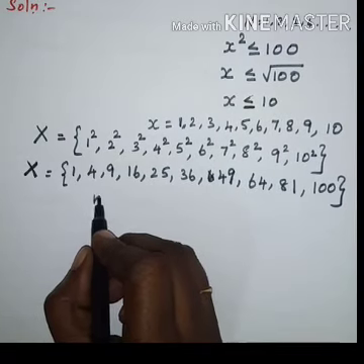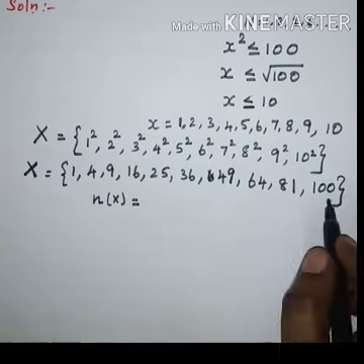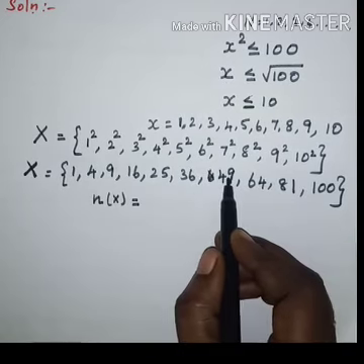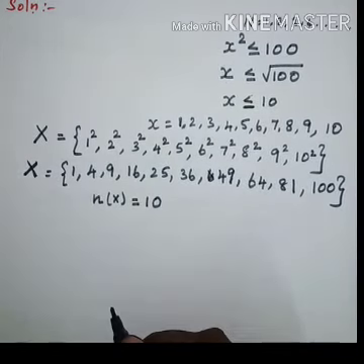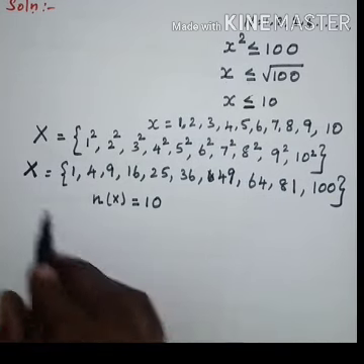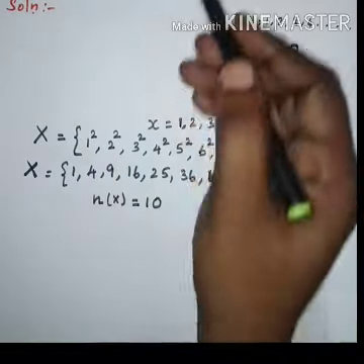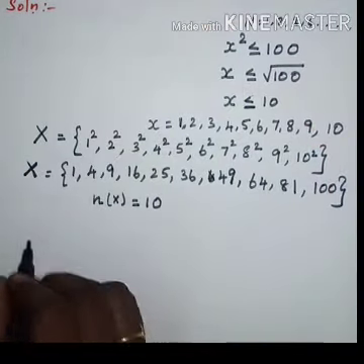Now we can find the number of elements in the set X. So how many elements are there? 1, 2, 3, 4, 5, 6, 7, 8, 9, 10. So totally there are 10 elements in the set X. n of X is equal to 10. Now we have to find the number of subsets and the number of proper subsets.